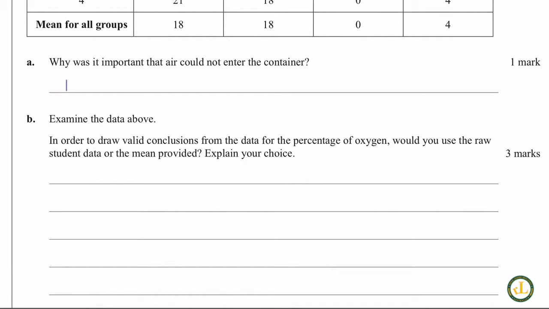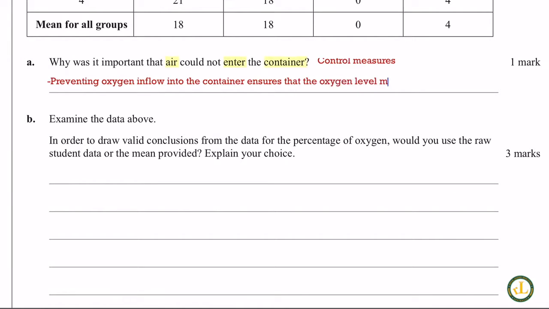Why was it important that air could not enter the container? So again, I am underlining or highlighting my keywords here. This question addresses control measures used in experiments. So this is what I would say. Preventing oxygen inflow into the container ensures that the oxygen level measured across groups are not falsely increased by inflow of atmospheric air.